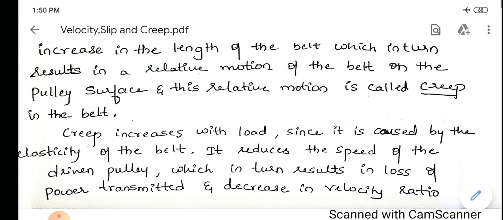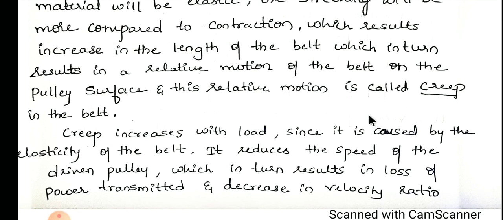In the previous lecture we have discussed the cross belt drive. In today's lecture we have discussed velocity ratio, slip and creep. In the next lecture we are going to derive the ratio of belt tension for flat belt drive, and the notes are given in the description.